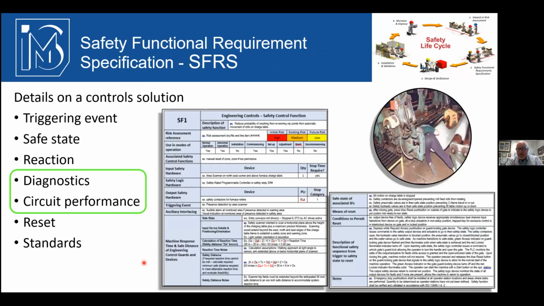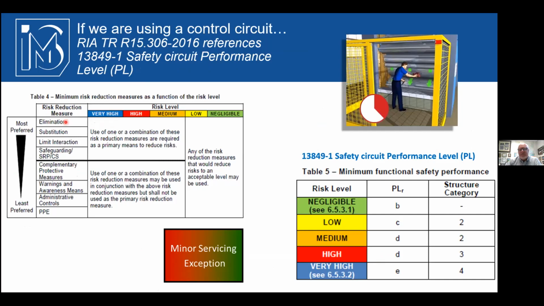So we're relying on a circuit: the components, the wiring, the software, the firmware in there. Now, one of the elements of the minor servicing exception is that whatever I do, besides lockout tagout, I cannot increase the risk to the person gaining access. So I've got to make sure that this circuit is really good and that it won't fail. I've detailed that circuit performance in my safety functional requirement specification. It came from this whole risk assessment process. So you can see how this whole safety life cycle ties into each other.